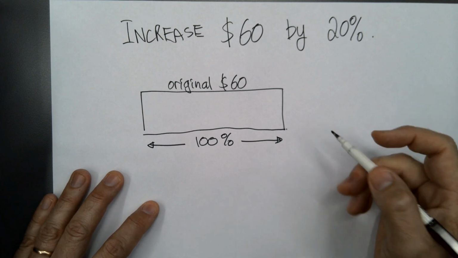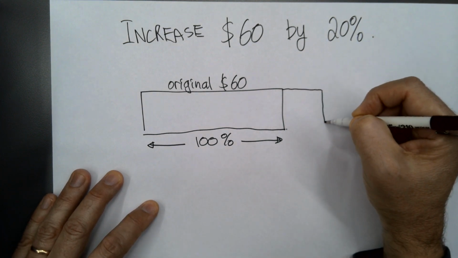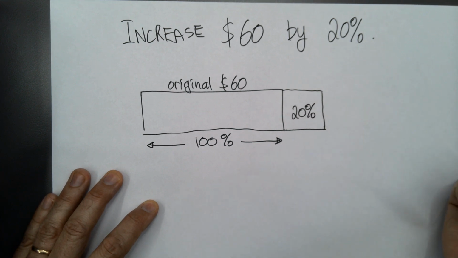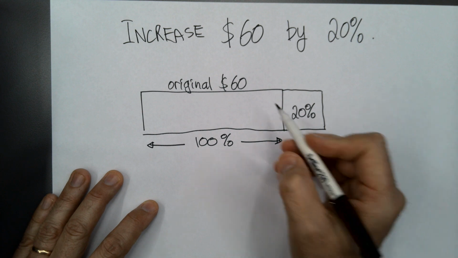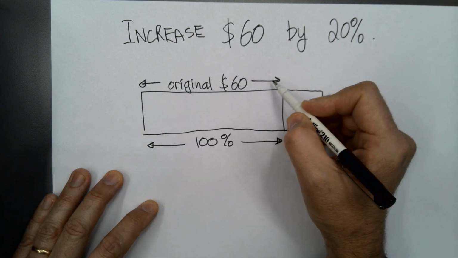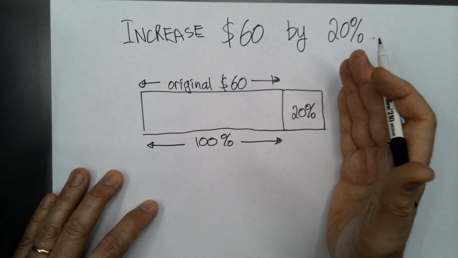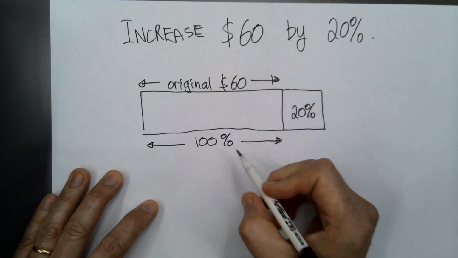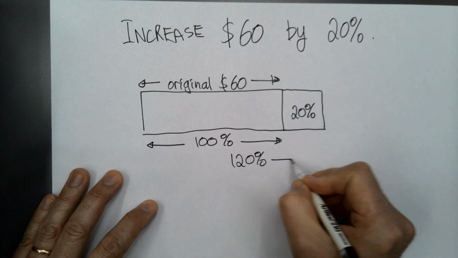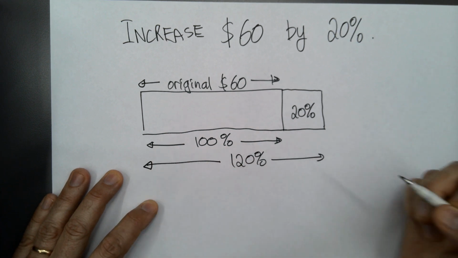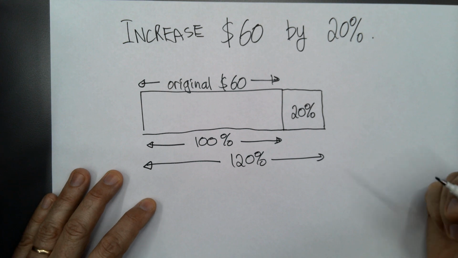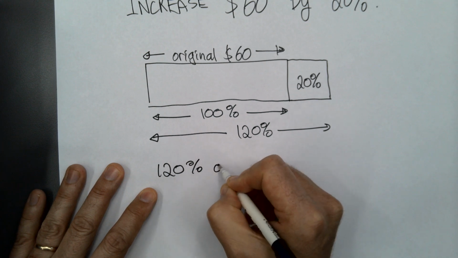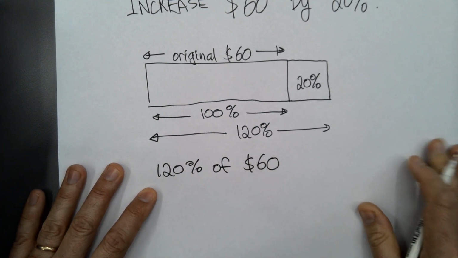If we want to increase it by 20%, what we need to do is extend this bit out here by 20%. Okay, that's what we're going to be doing as we increase the original amount by 20%. We're going to tack a bit onto the end that is 20%, which means by the time we've finished, we've got 120% of what we originally had. Okay, so what we're actually going to do is find 120% of $60.